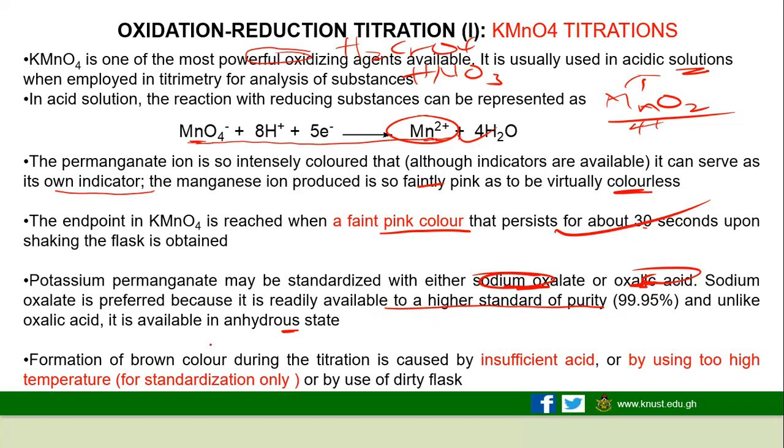Now, the formation of brown color in the titration is caused by insufficient acid. It means if there's no acid, you form a brown color. That is one important reason why we use the KMnO4 in acidic solution. If the temperature is too high, you also form a brown coloration. We are also saying that if the flask is dirty, it can also lead to formation of brown coloration.